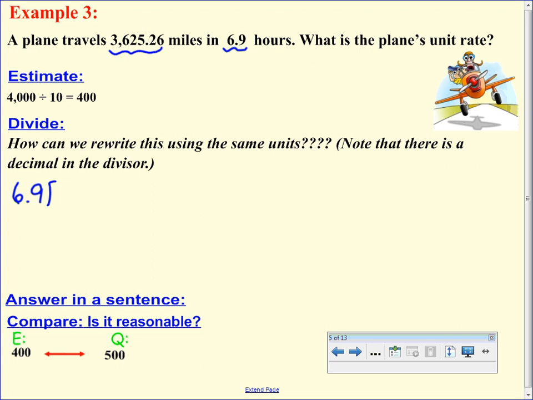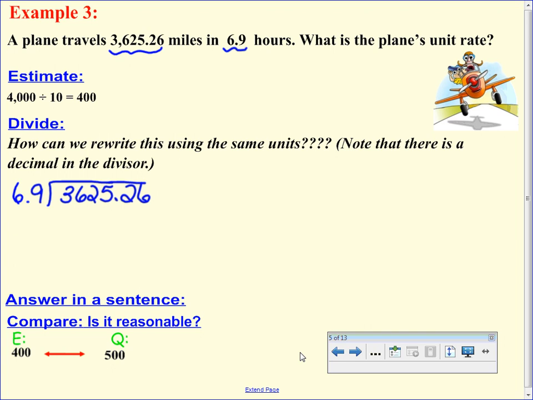6 and 9/10 is my divisor. 3,625 and 2/10 is my dividend. Now, what's different about this than what you had for homework is that we have a decimal in our divisor. We want to make sure that we have the same units. We have to be looking at place value here.